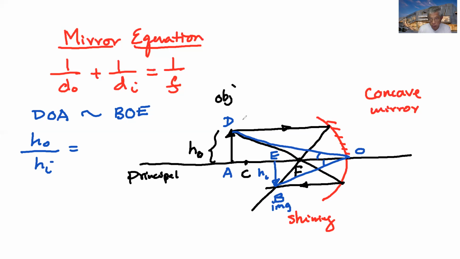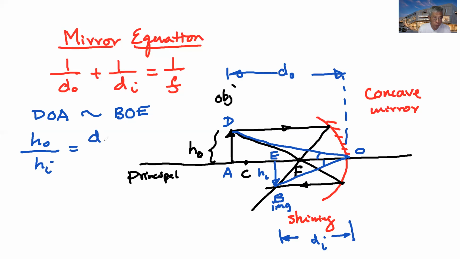So you have the HO to HI ratio. This is the dO, so dO goes from here to here. That's dO, and dI is right there. This is my dI. Okay, so HO to HI is dO to dI. So that's equation one.